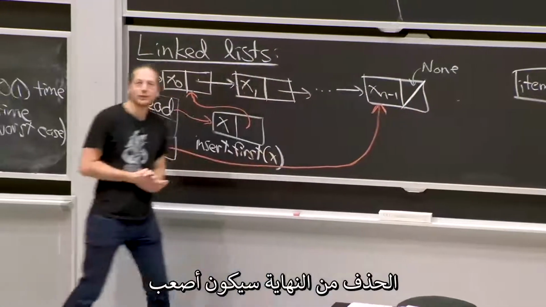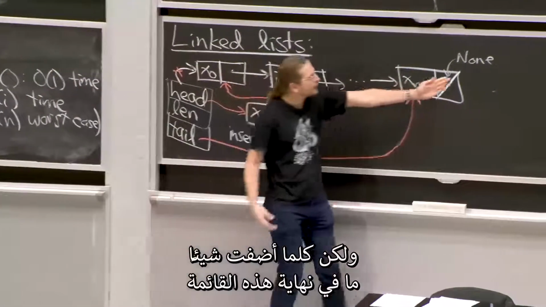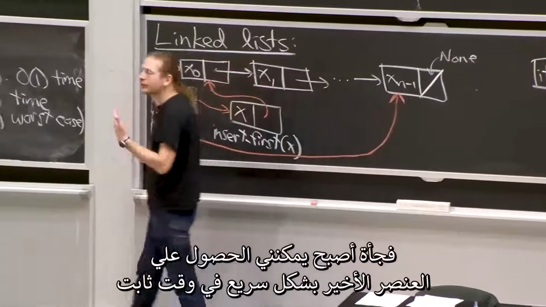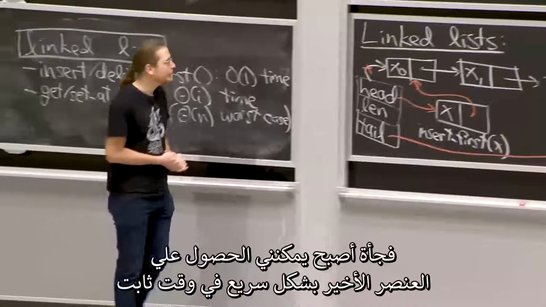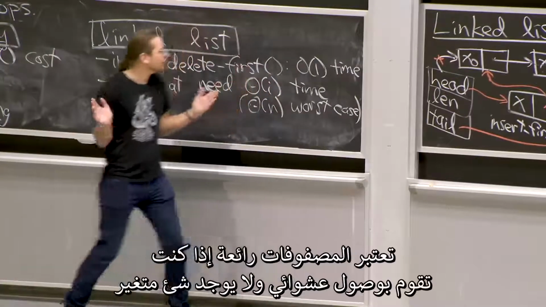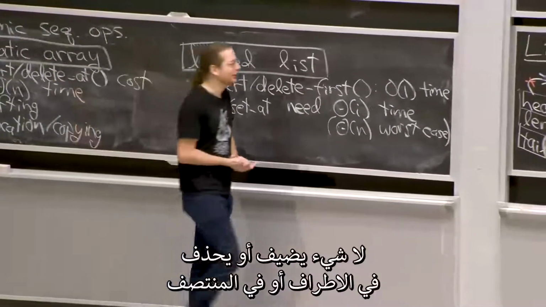Delete last is trickier. That's where you need a doubly linked list. But whenever I add something to the end of this list, I have to update the tail pointer also. As long as I maintain this, now suddenly get last is fast in constant time. So linked lists are great if you're working on the ends, even dynamically. Arrays are great if you're doing random access and nothing dynamic, nothing adding or deleting at the ends or in the middle.